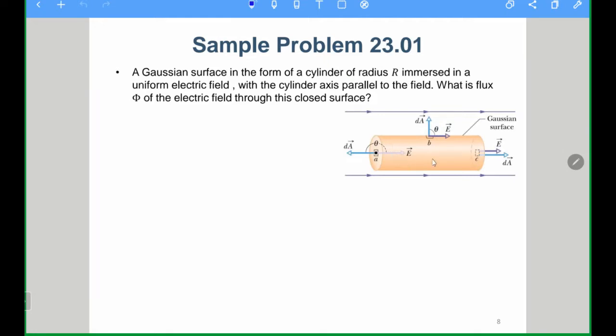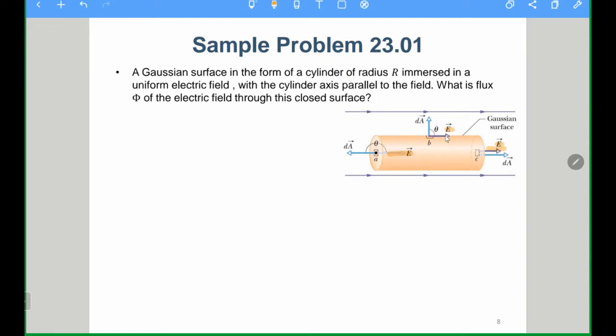So here we have the E field pointing to the right side, and the magnitude is uniform. You can see E field, E field, E field pointing to the right side. And then here we assume that the Gaussian surface is a cylinder.